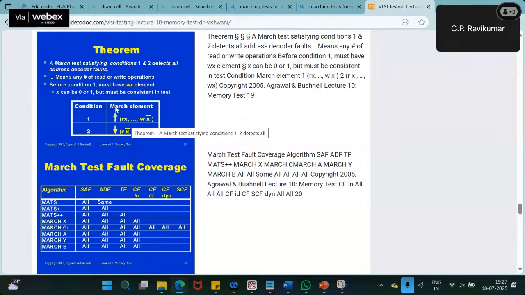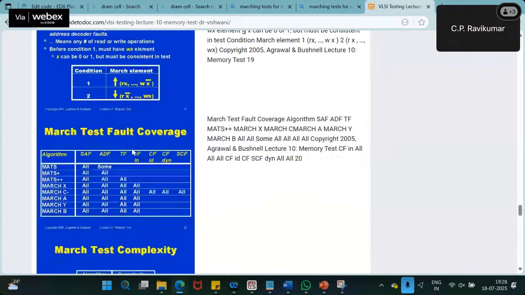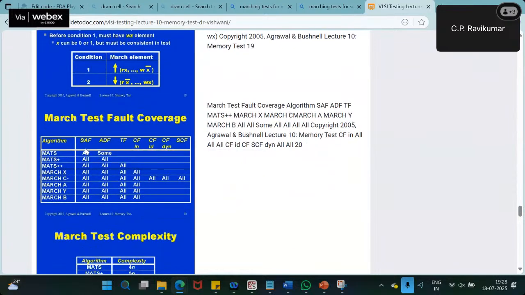If in one cycle, in the increasing order, you see read x and write x bar, and in the decreasing order, you see read x bar and write x, then if these two conditions are satisfied, it will catch the address decoder faults. This is a theorem that is given in that book.